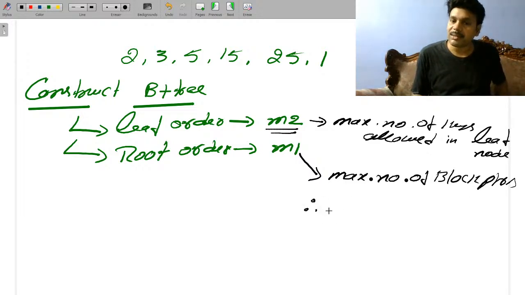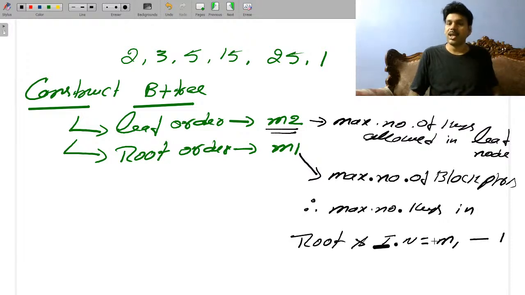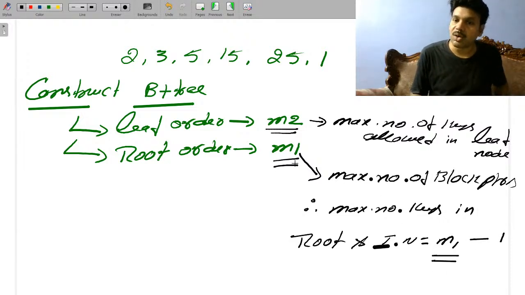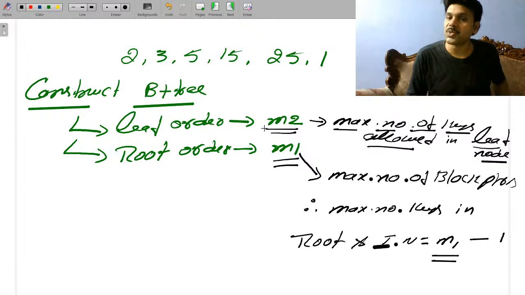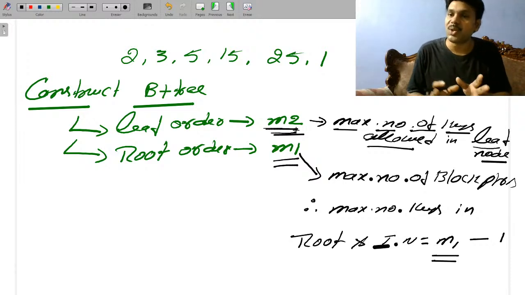So you can find the maximum number of keys in root and internal node is M1 minus 1. Here M1 is nothing but the root order. And here I can directly position it. The maximum number of keys directly allowed in a leaf is not M minus 1, it's directly M2 only. So leaf order means you can accommodate all the keys. Root order means only M minus 1 keys, and M block pointers you can accommodate.